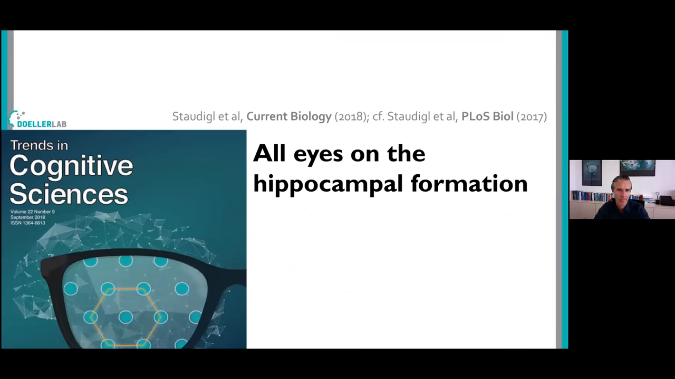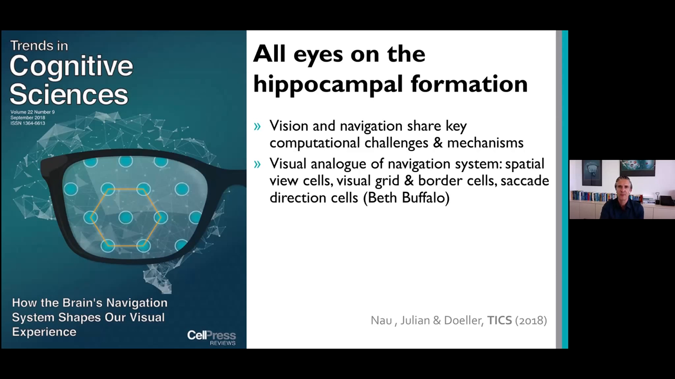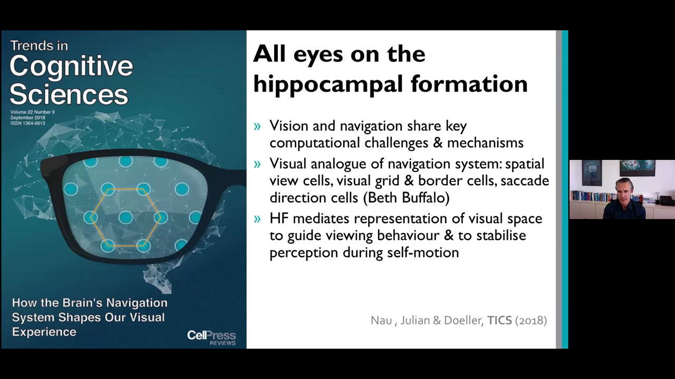So to summarize a bit these studies, we think that vision and navigation share key computational mechanisms. And there are, especially from Beth Buffalo's lab, a lot of cell types now described in the non-human primate, which you could describe as a visual analog of the navigation system. So they not only saw evidence for visual grid cells, but also for mu cells and cells which encode the border of the visual field. We think that the hippocampal formation helps to mediate representation of the visual space to guide viewing behavior and also subsequent decision making.